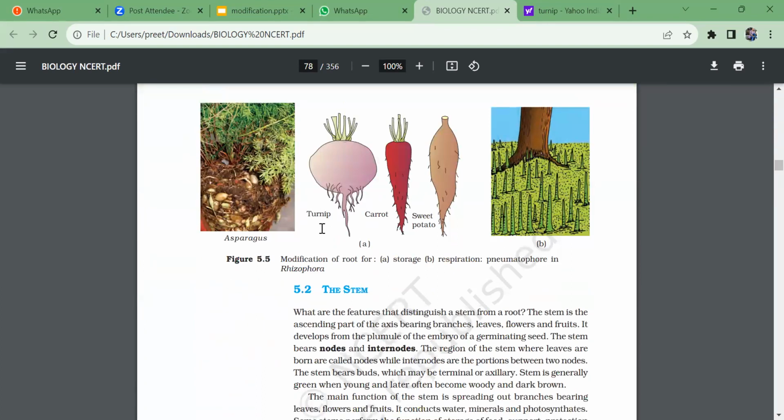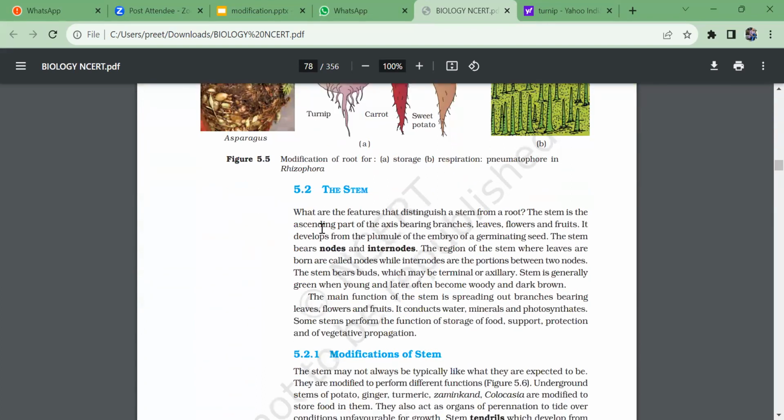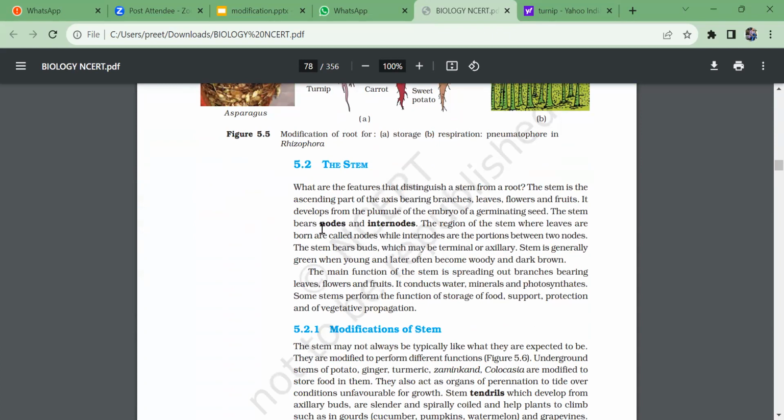Okay. Next, we are dealing with the stem. So, what are the features that distinguish a stem from a root? One important feature is that it is the ascending part of the axis bearing branches, leaves, flowers, and fruits. So, root never bears these structures. Stem has branches and leaves. And very important, stem is the one which develops from the plumule. Plumule gives rise to stem in the embryo during the germination.